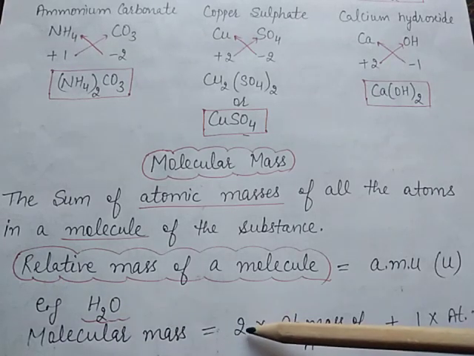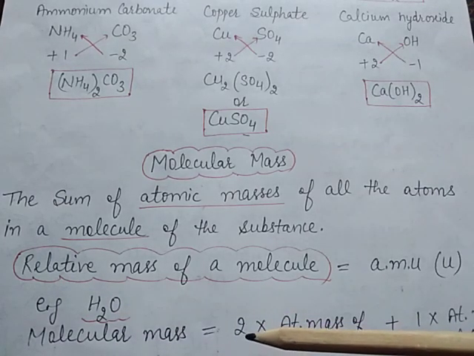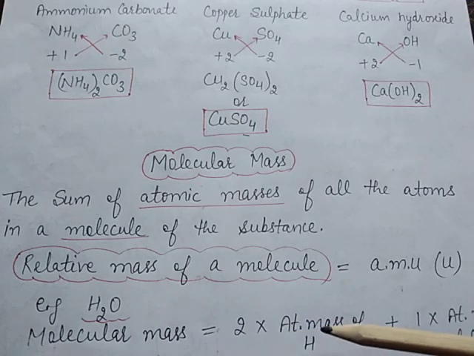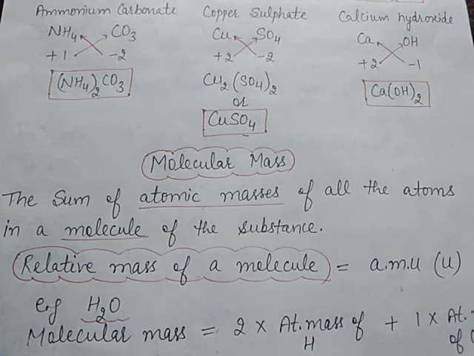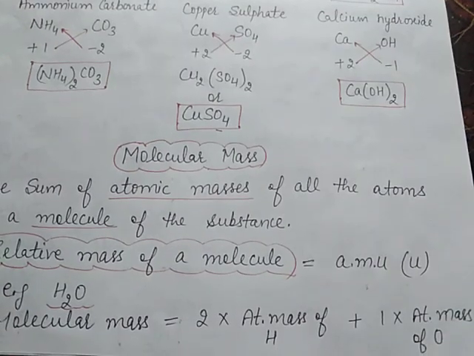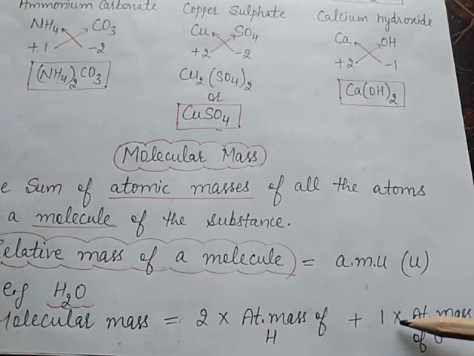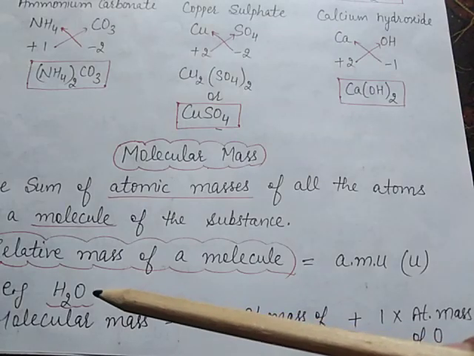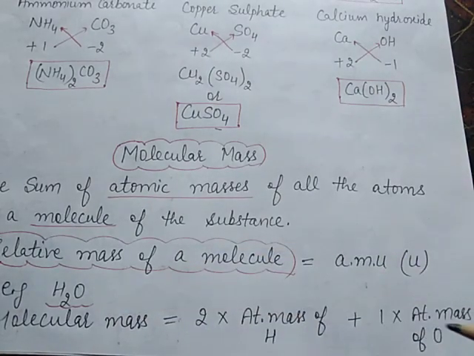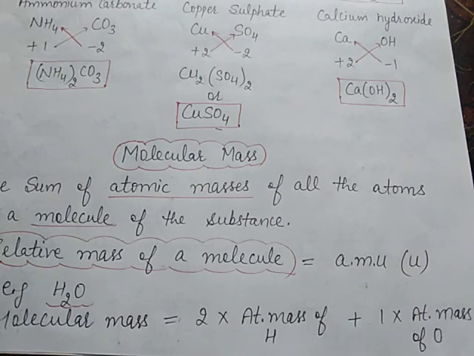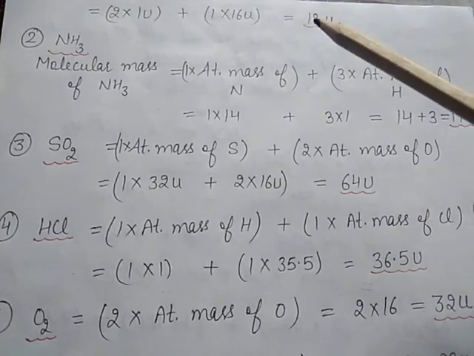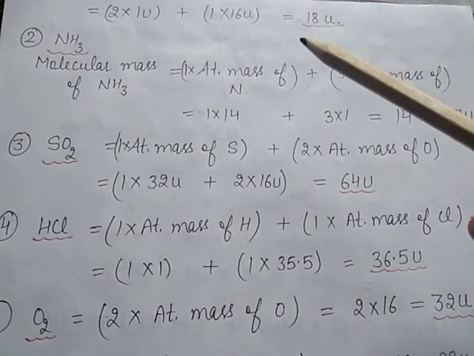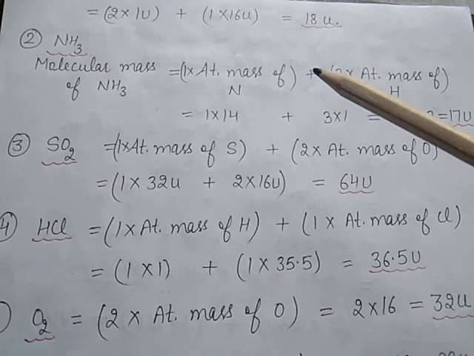2, the number of atoms of hydrogen, multiplied by the atomic mass of hydrogen, plus 1, the number of atoms of oxygen, multiplied by the atomic mass of oxygen. To find out the molecular mass, first of all we have to learn the atomic mass table.